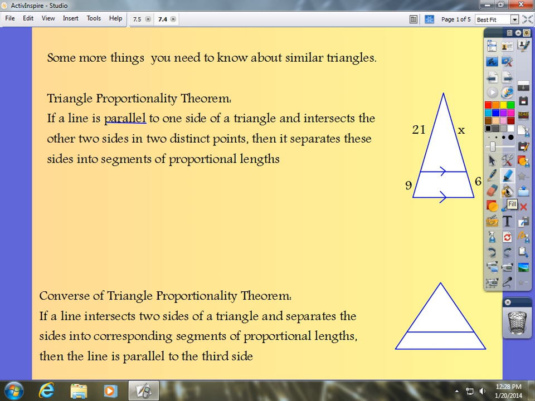What that means is that this parallel line here separates this triangle into proportional parts. This side over this side will equal this side over this side. And we can write that using a proportion, of course. We have 21 over 9 is going to equal x over 6.